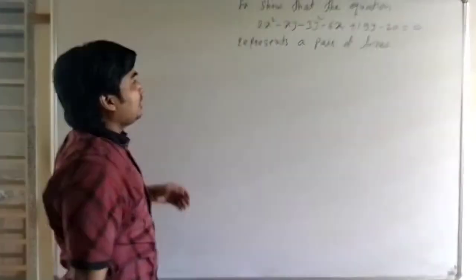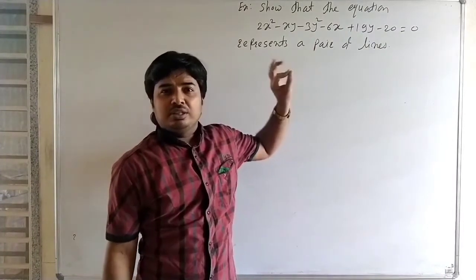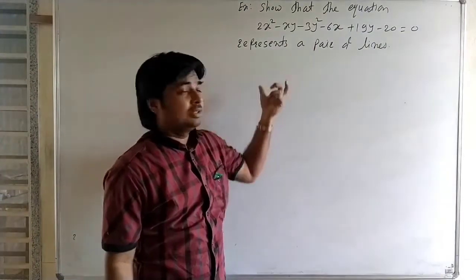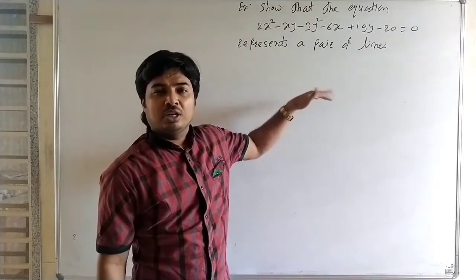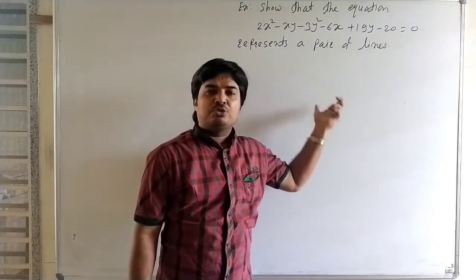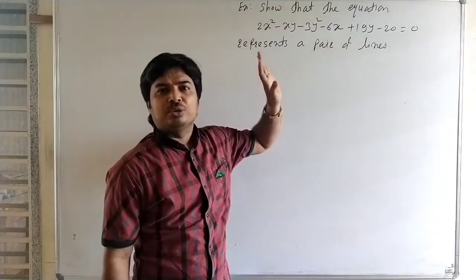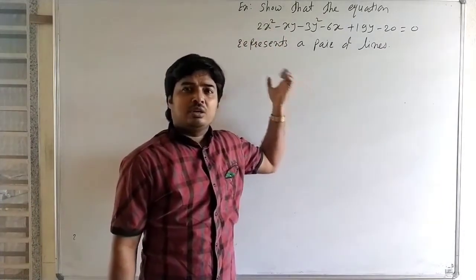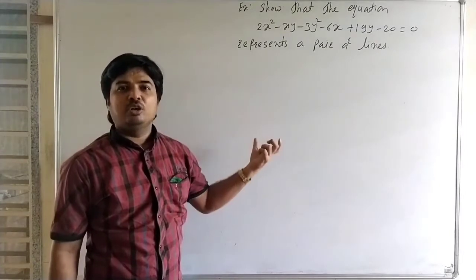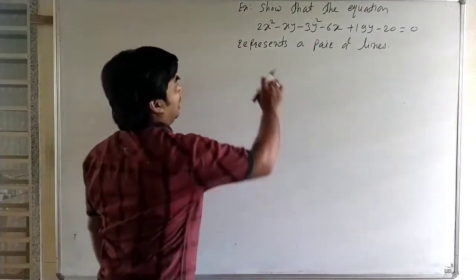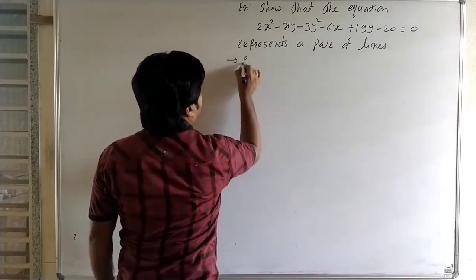Now here, this is a general second degree equation. A general second degree equation represents a pair of lines if two conditions are satisfied: h square minus ab is greater than or equal to 0, and the expression abc plus 2fgh minus af square minus bg square minus ch square is equal to 0. Otherwise, the value of this determinant is equal to 0, in any method.